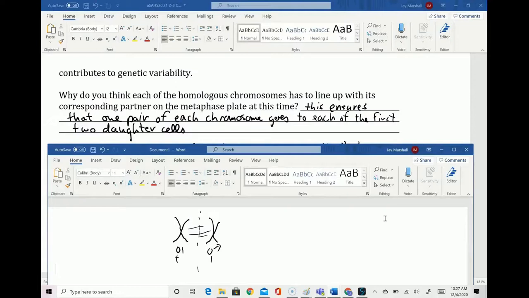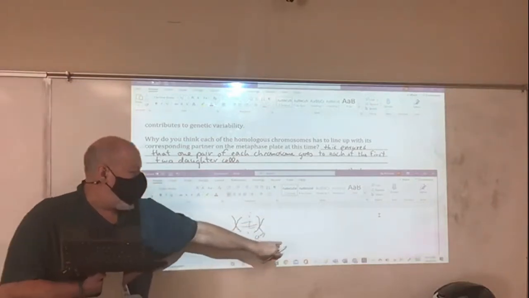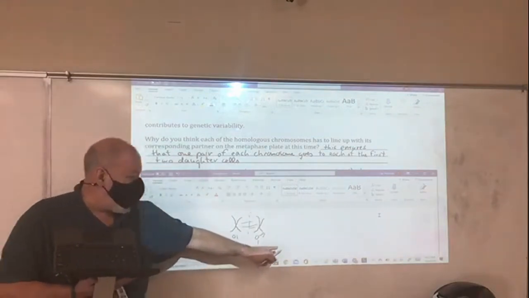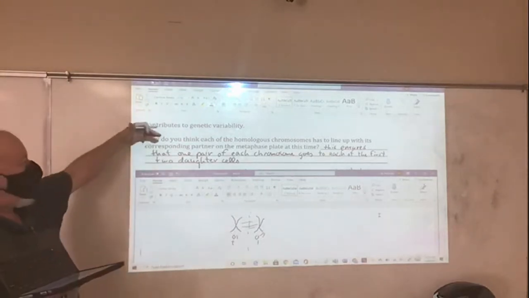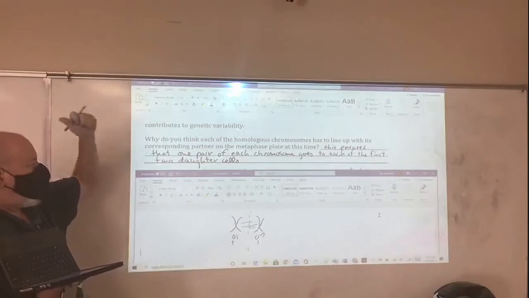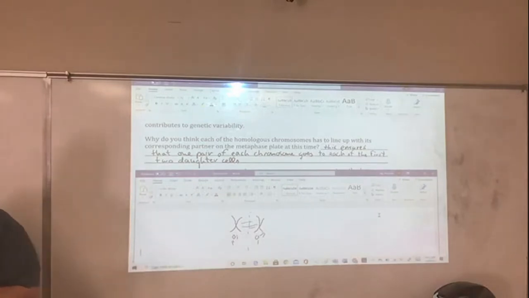We want one of these to go one way and one of these to go the other way. It ensures that the genetic material is evenly distributed. It ensures that one pair of these goes one way and one pair of these goes the other way. In the first meiotic division, the daughter cells each get one pair of chromosome 1s, one pair of chromosome 2s, and one pair of chromosome 3s. Okay? That's why this has to happen. They have to line up with the corresponding partner on the metaphase plate at this time. Okay?